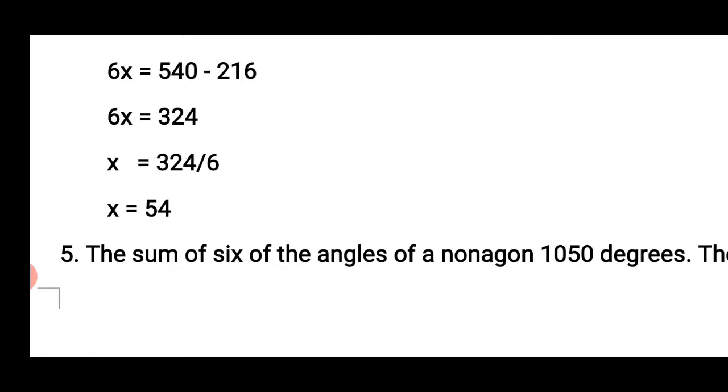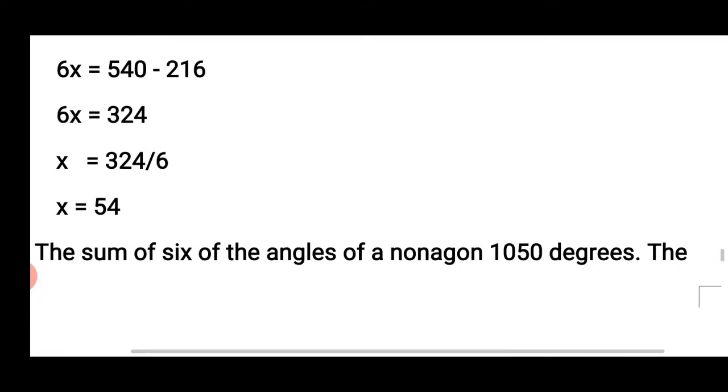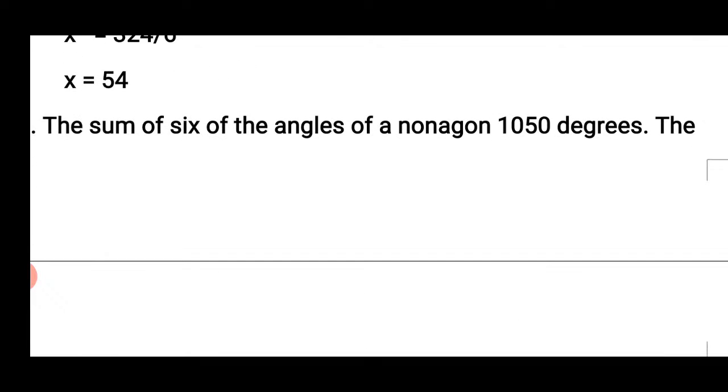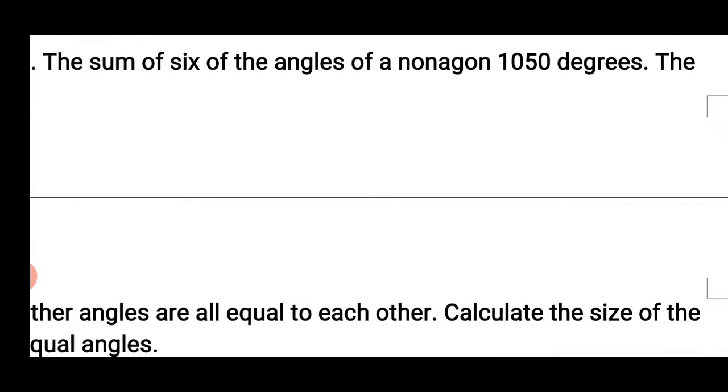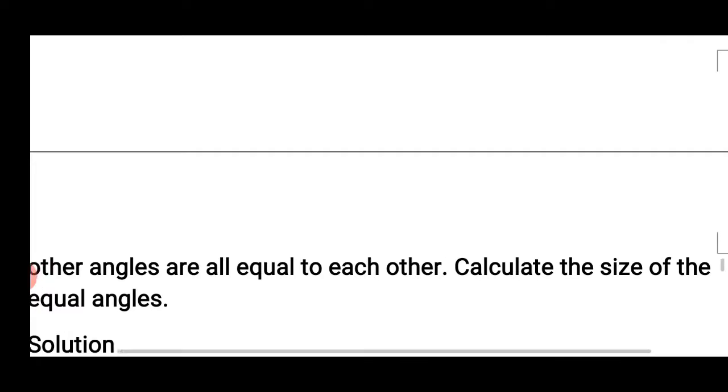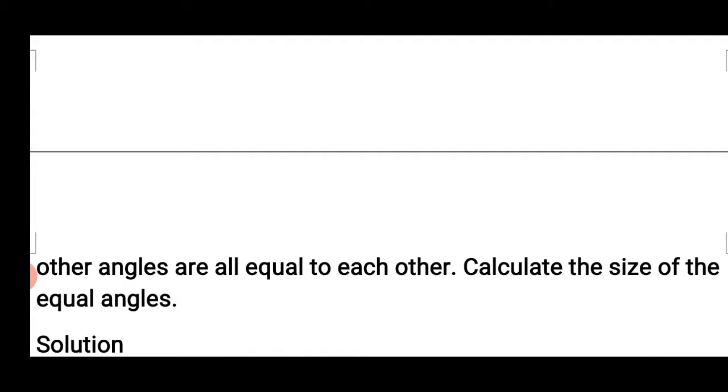Example 5. The sum of 6 of the angles of a nonagon is 1050 degrees. The other angles are all equal to each other. Calculate the size of the equal angles.